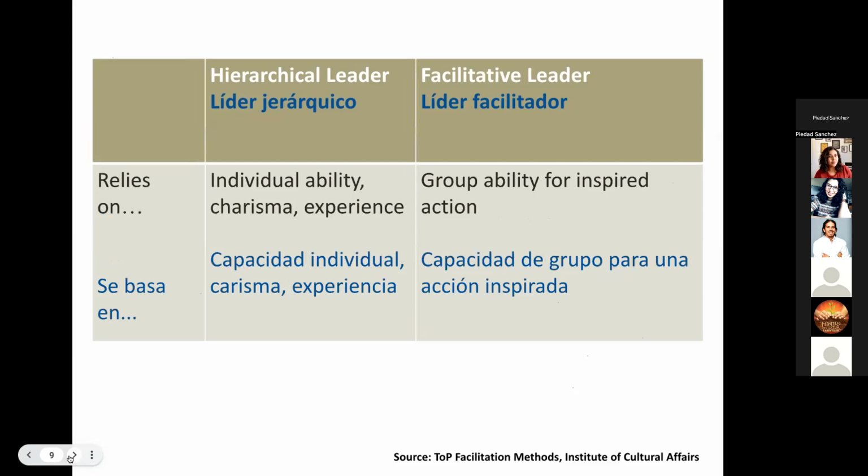And then finally, a hierarchical leader relies on their individual ability, their charisma, their experience, to know all the right decisions and to delegate all of that responsibility. You want to feel like you have that experience and you want to be able to get people on your side easily with your charisma. A facilitative leader relies on the group's ability for any kind of action that happens. They're relying on the members of the group to see themselves as able to do things and inspired to act. All right, I think the next slide sums all of these up.